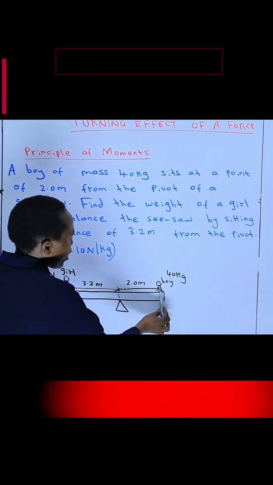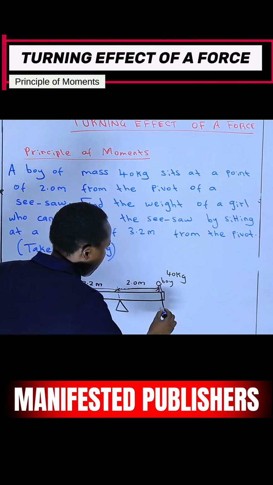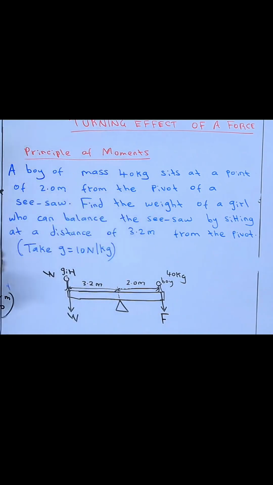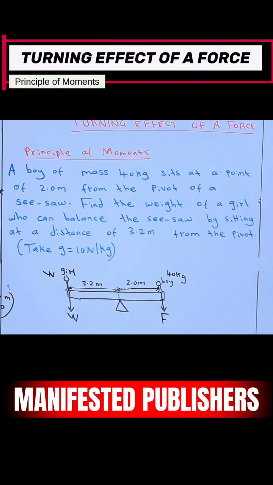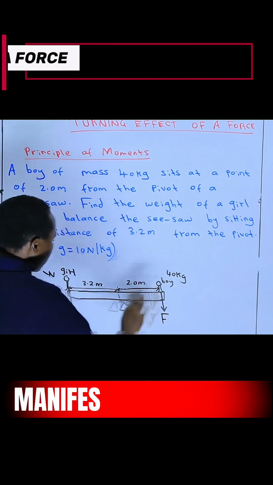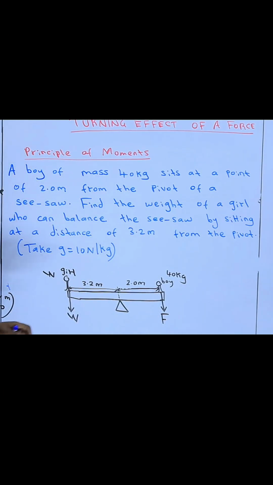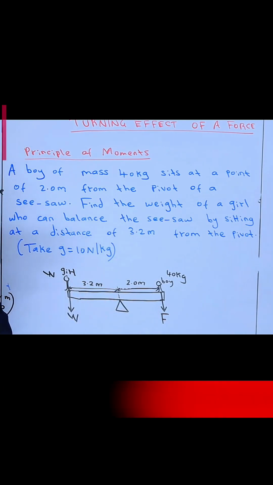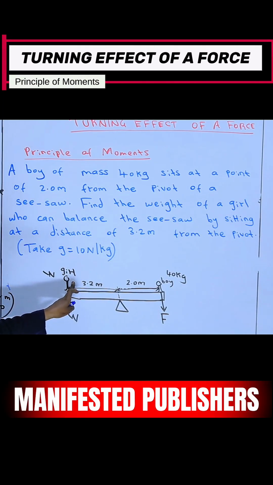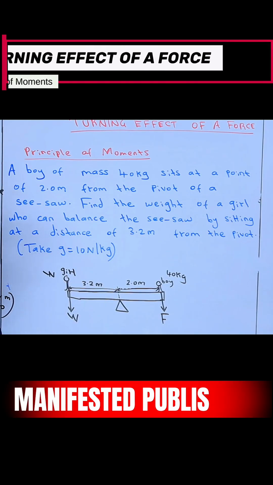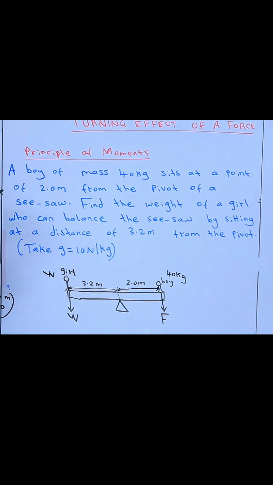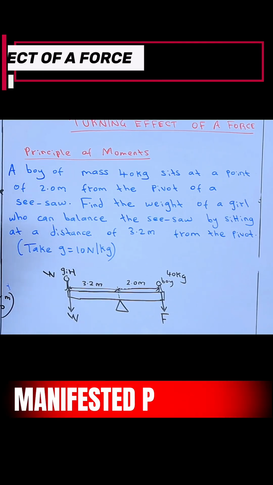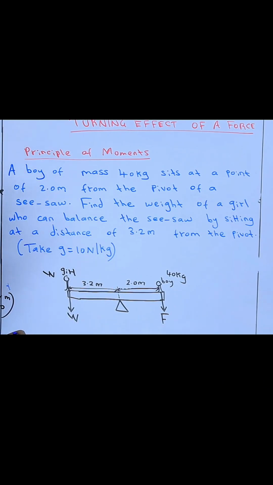And when this boy sits here, he will exert some weight or some force here, which we need also to calculate. So you can see the boy is on this side, the girl is on the other side. We know the distance from the boy to the pivot and the force we can calculate. We know the distance of the girl from the pivot, but we don't have the weight of the girl, and that is what is in question. But we are told that the girl balances with the boy. So it is at equilibrium.